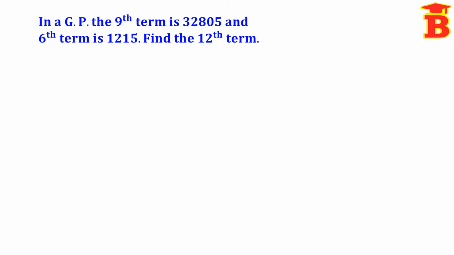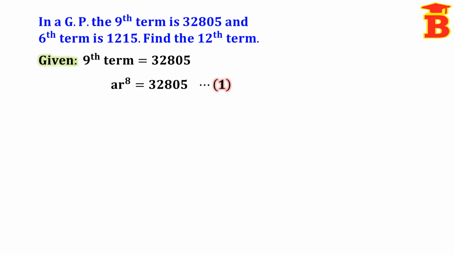Next problem. In a GP, the ninth term is 32,805 and the sixth term is 1,215. Find the 12th term. Given ninth term is 32,805. Ninth term means ar power 8, using the formula ar power n minus 1. 9 minus 1 is 8. So we take it as ar power 8 equal to 32805. Take it as equation 1.